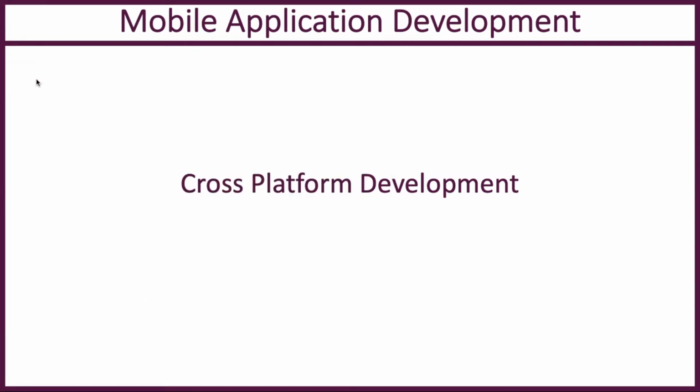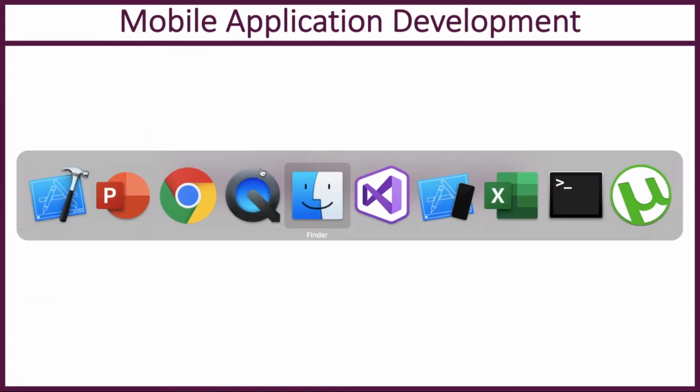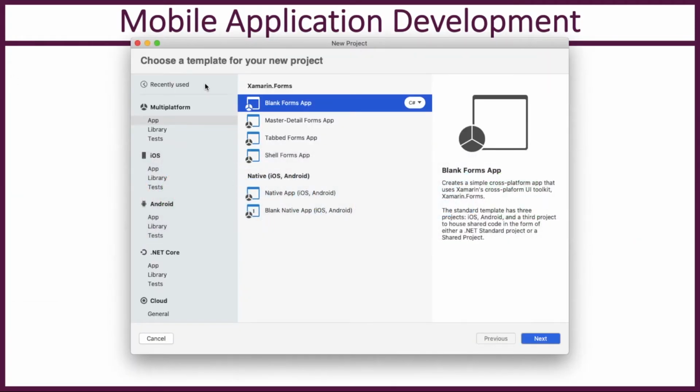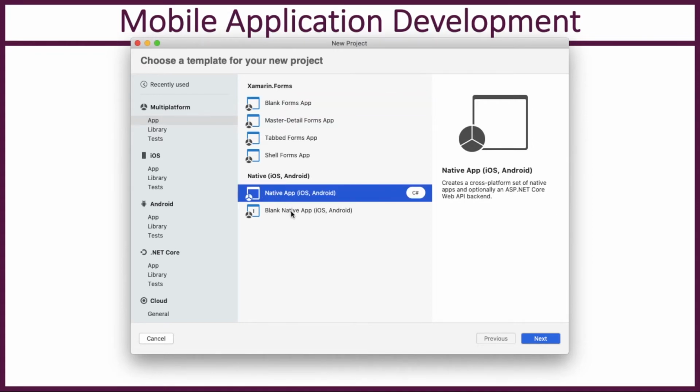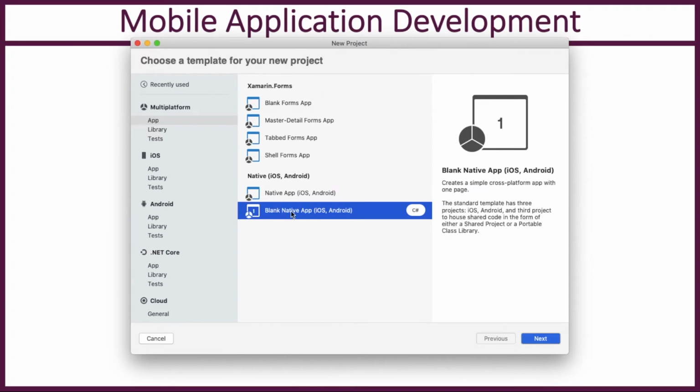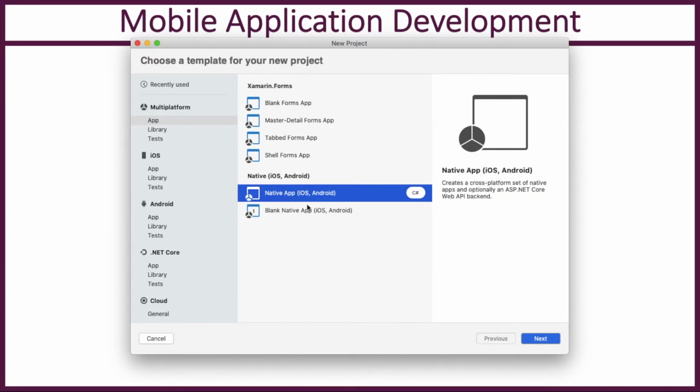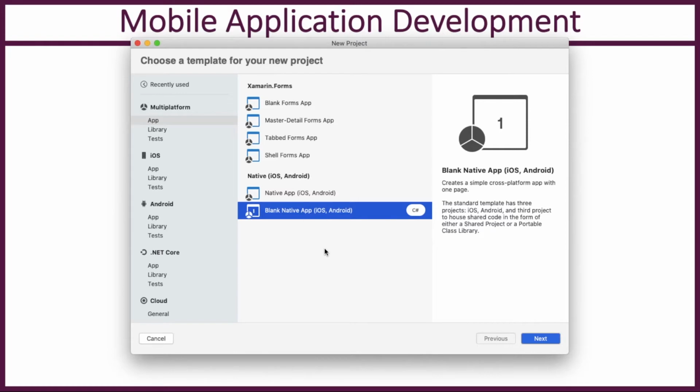On the other hand, we have cross-platform development applications. This is the Visual Studio environment. Inside Visual Studio, we have an option called Xamarin. If you are using Xamarin, you have the option called multi-platform. Multi-platform means you can develop the app for iOS as well as Android. In a single application development, you can develop two outputs. That is called cross-platform development.